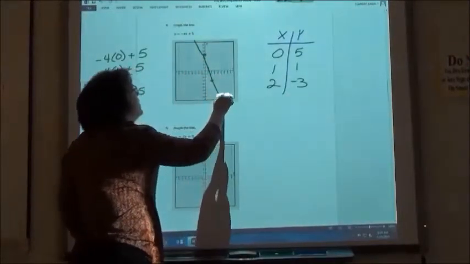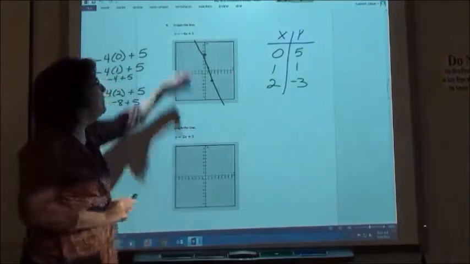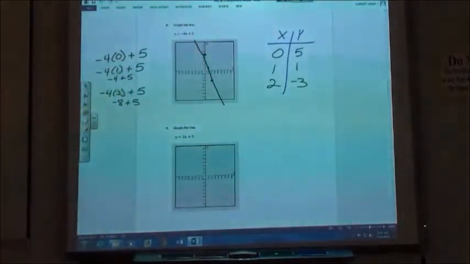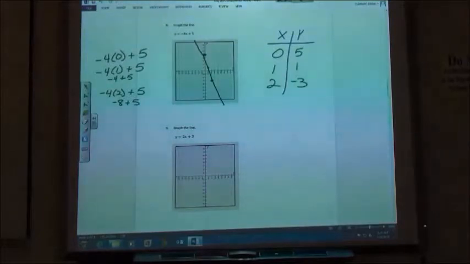And again, as we double check that, my slope was negative 4. I should be going downhill as I go from left to right. I am. So it looks like our dots are going in the right direction.